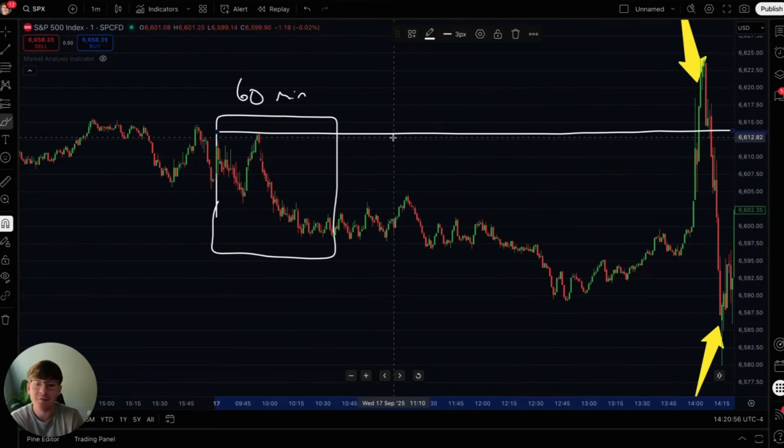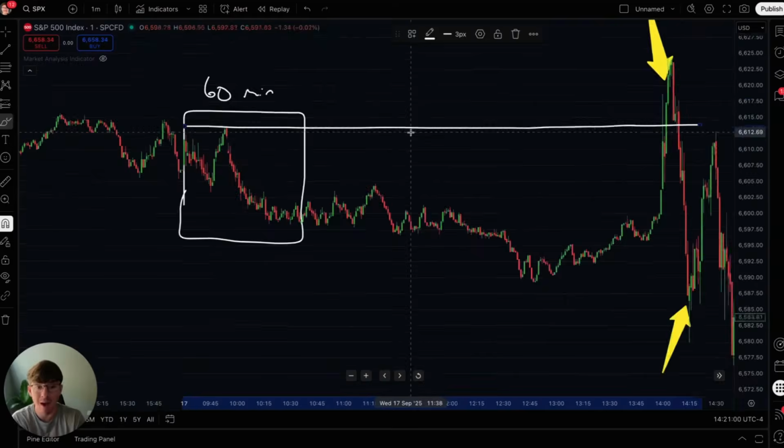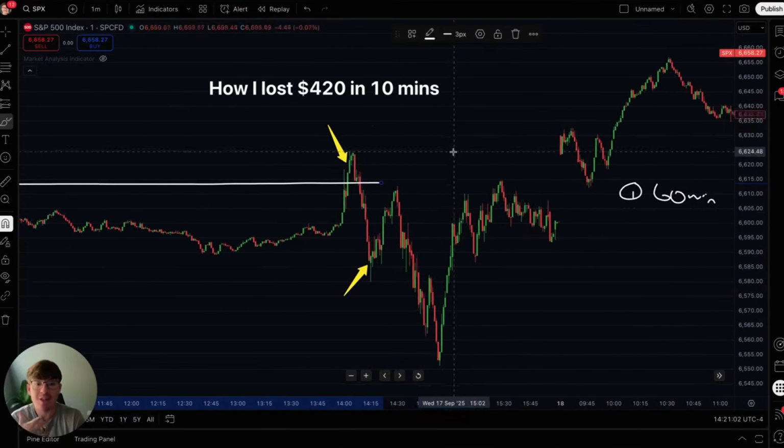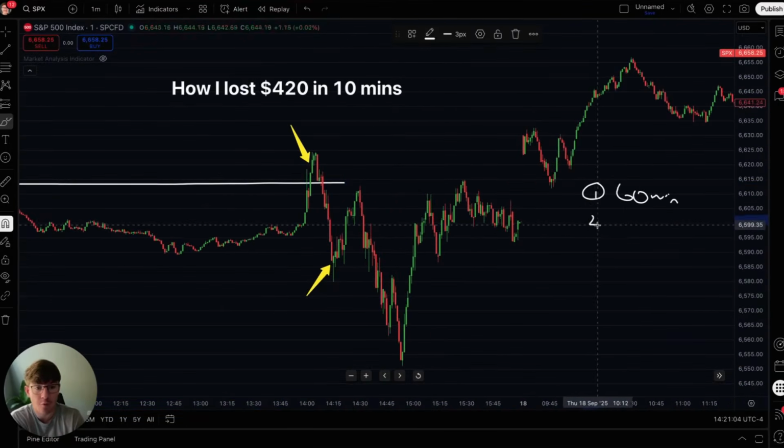So once my high of day gets formed, I'm going to wait for the market to break above it. Once the market breaks above it, then that signals my entry conditions. So step number one is wait 60 minutes, chart the high. Step number two is trade the breakout.